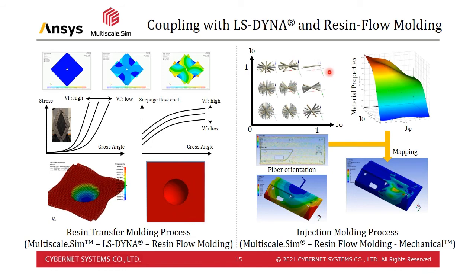These properties are expressed as a response surface in functional form for orientation, as shown on the upper right. Distribution of material constants is mapped depending on the fiber orientation, which is predicted by resin flow analysis. By using this method, it is possible to carry out structural analysis of injection molded products, considering various inelastic behaviors.